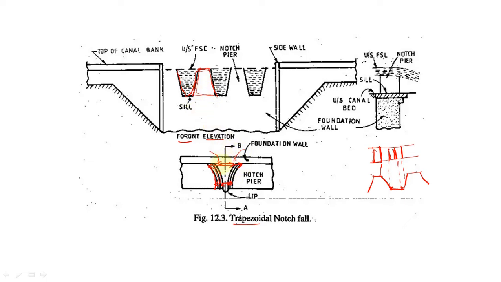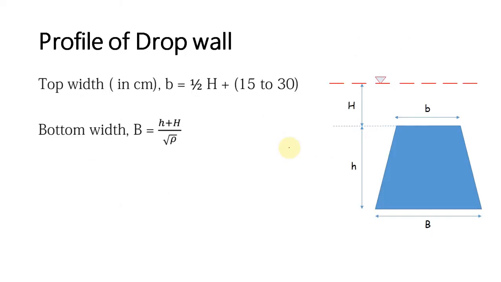While discussing the problem, see this is the sill level, the bottommost sill level of the drop wall. This is the sill level, or crest, of the notch pier. Notch. Then the profile of a drop wall. So how can we fix the dimensions of the drop wall?